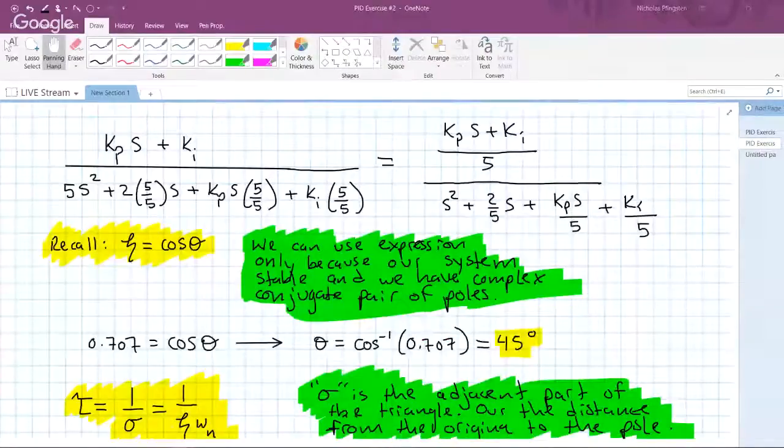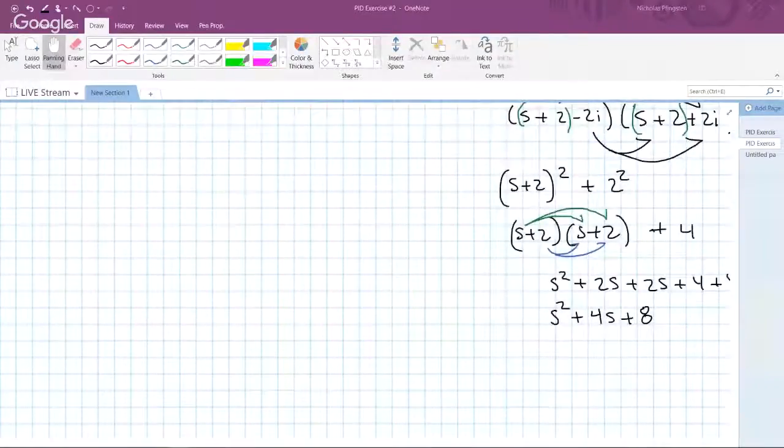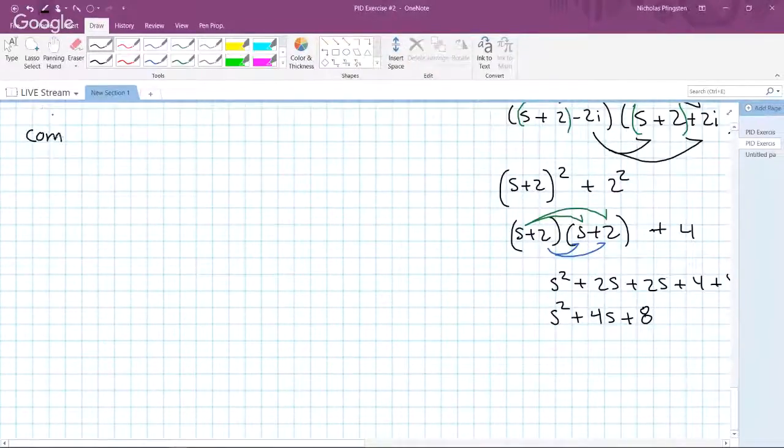Got my notes. All right, so for part A, we're now going to compare those denominators, so those polynomials. That's what we're going to do. I'll write it right here. Comparing polynomials.